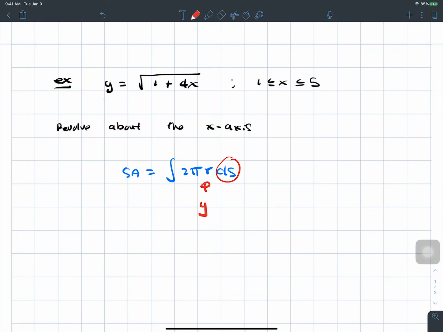So our surface area is going to be the integral of 2 pi square root of 1 plus 4x, times the square root of 1 plus (dy/dx) squared, that ends in dx. And don't forget, this is going to be over the interval from 1 to 5, because this is what was given to us.